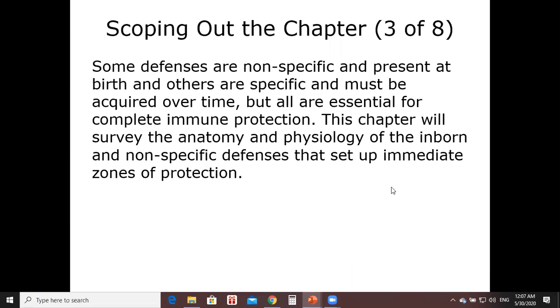That's the B and T lymphocytes, the antibodies, cytotoxicity. So some defenses are non-specific and present at birth, and others are specific and must be acquired over time. But all are essential for complete immune protection. In this chapter, we will survey the anatomy and physiology of the inborn and non-specific defenses that set up the immediate zones of protection.